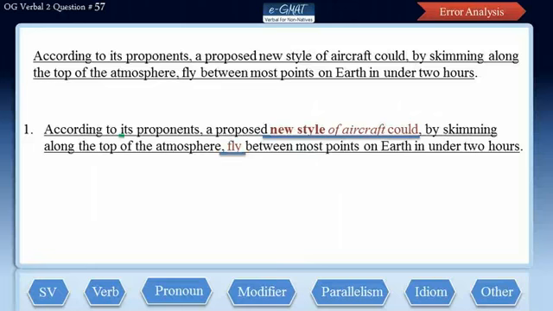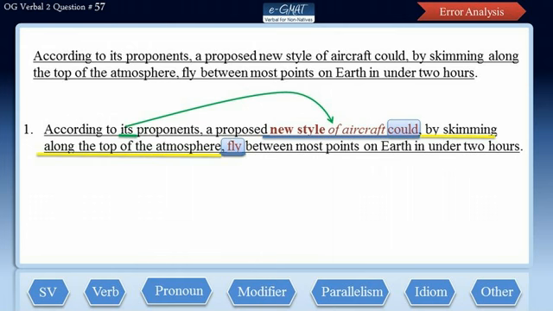Also, pronoun its correctly refers to new style of aircraft, so we do not have any pronoun error also. Verb could fly correctly denotes the capability of the new kind of aircraft to fly between most points on Earth in under 2 hours. So we do not have any verb tense error here. Modifier, by skimming along, correctly modifies the verb could fly. It provides the answer how the aircraft could fly between most points on Earth in under 2 hours. So we do not have any modifier error here. This sentence does not use any parallelism, no idioms, and we do not have any meaning errors also.